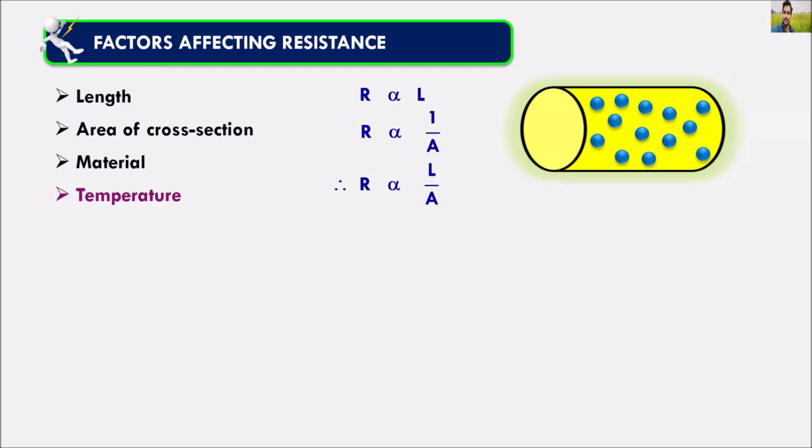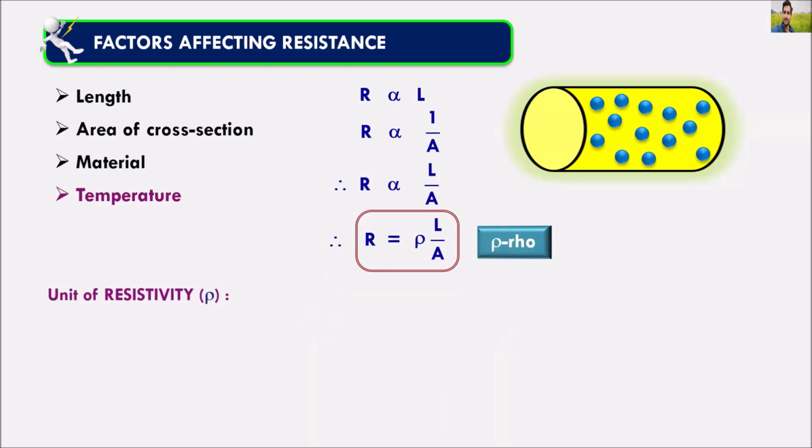As I said earlier, resistance is directly proportional to length and inversely proportional to area of cross section. We know whenever we remove the sign of proportionality, some constant we need to introduce. So here the constant I am introducing is rho. It is known as resistivity. Let's figure out the unit of rho, or you can say resistivity. So we know R equals rho into L upon A, or else rho equals R into A upon L.